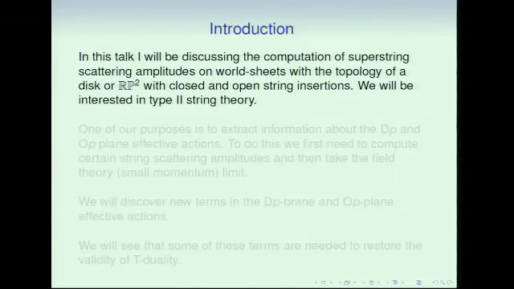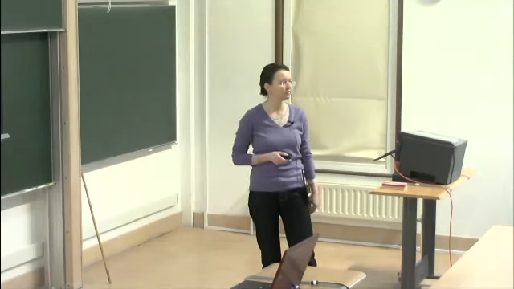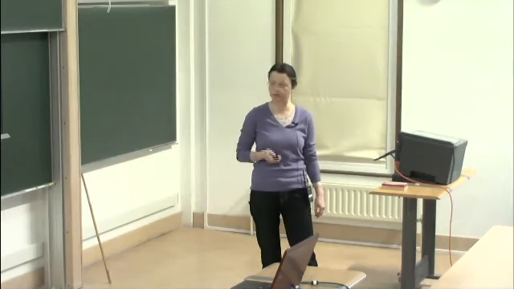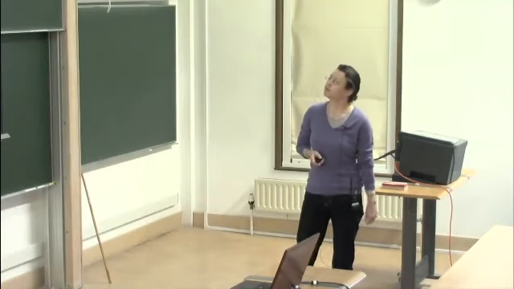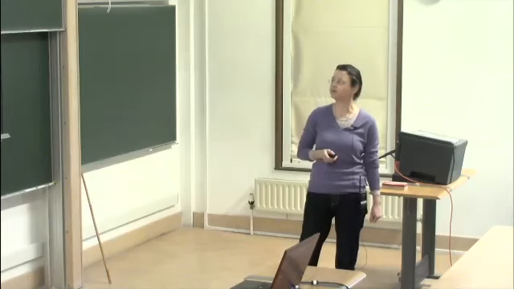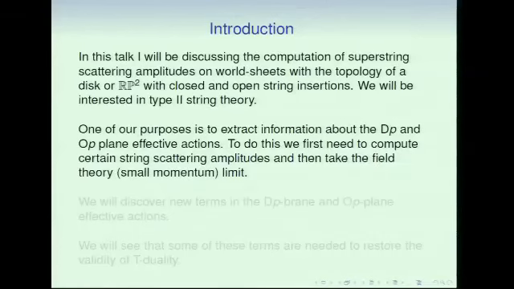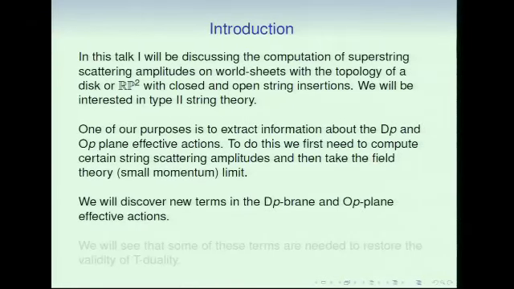So why do we want to do this, and why hasn't this been done before? I mean, this is perturbative string theory. Well, one of the purposes is to extract information about the D-brane and orientifold plane effective action. So to do this, we will compute certain string scattering amplitudes, and then we will take the field theory limit. We will discover new terms in the D-brane and orientifold plane effective actions.